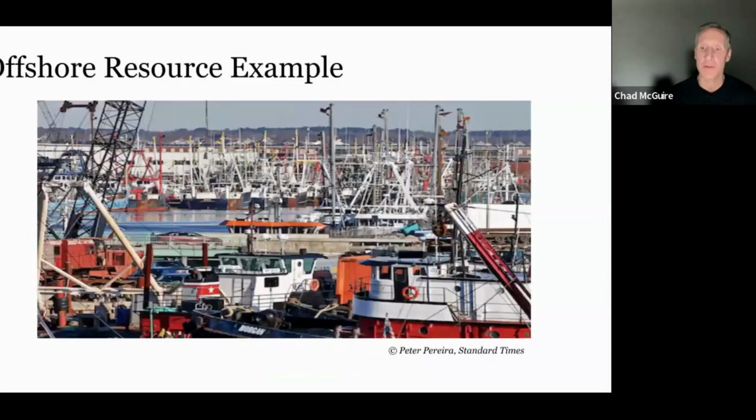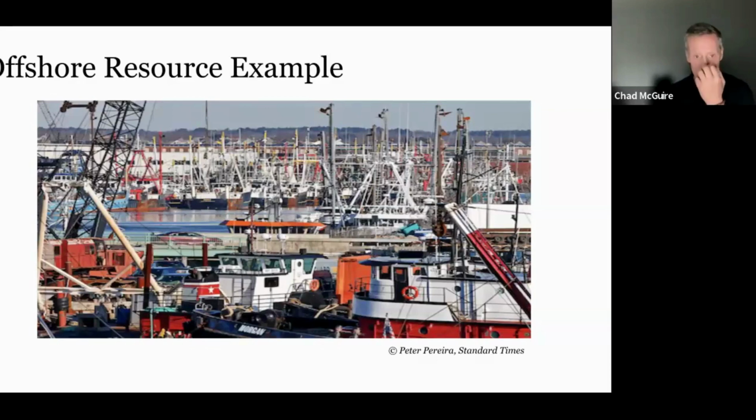In terms of offshore resources, an example I wanted to point out is something that's happening right now. This is the city of New Bedford, again in Massachusetts, on the South Coast. It's the largest commercial fisheries landing port in the United States in terms of dollar value. So more money from fisheries comes into New Bedford Harbor than anywhere else in the United States, including Alaska. So it does a lot of fishing. It does a lot of commercial fishing.